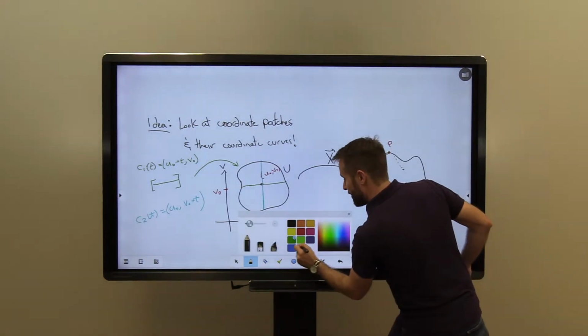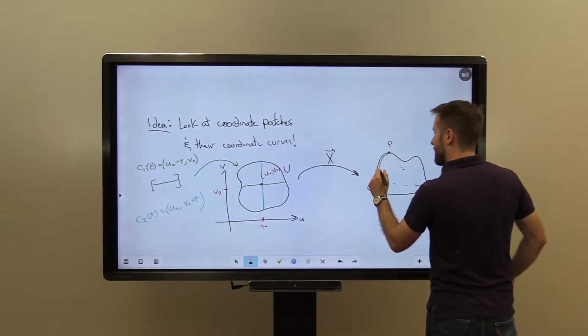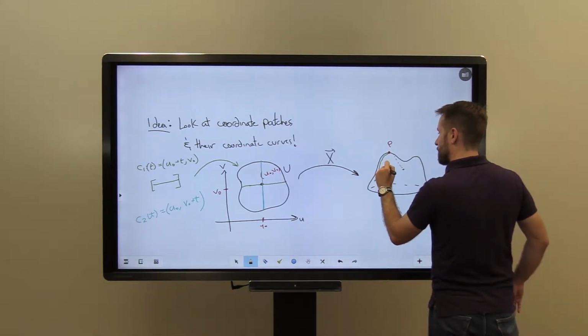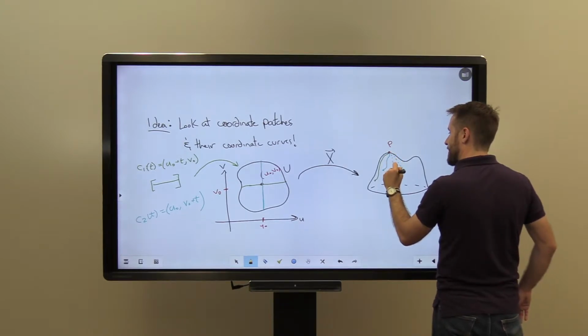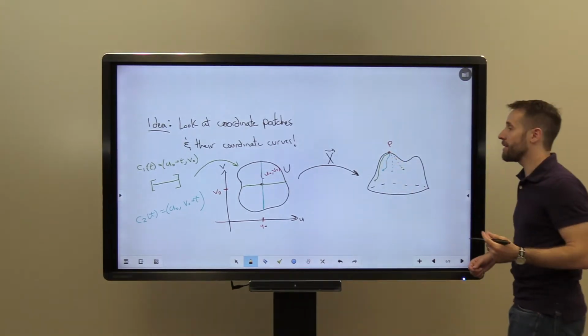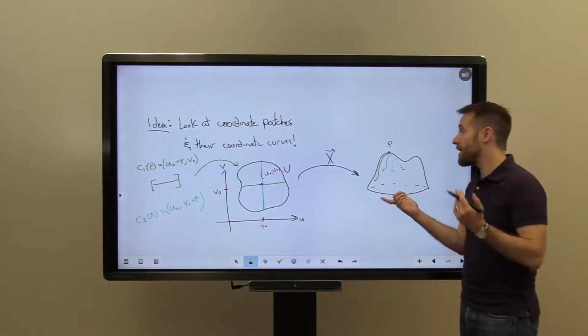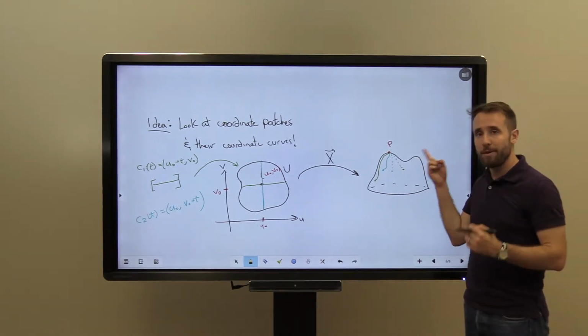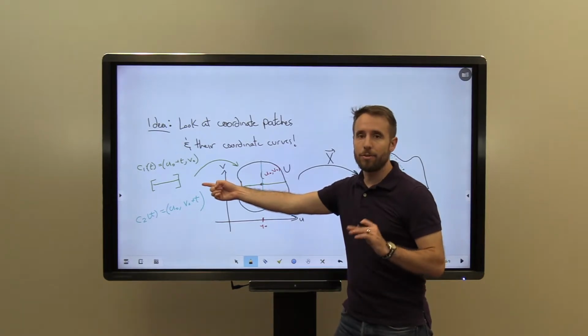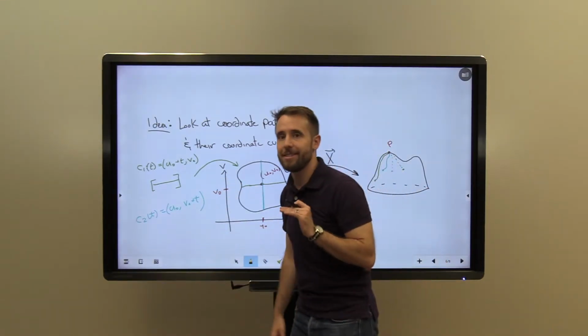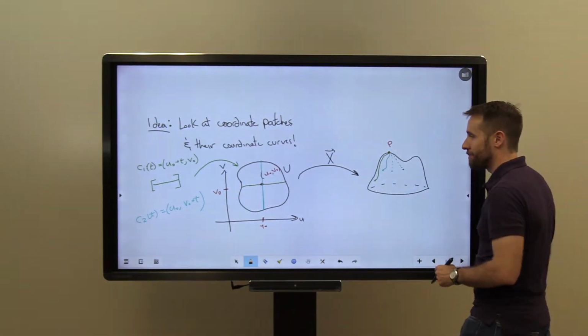And similarly, gamma of C2, well, that might look something like this. And that goes around the back of the surface there. But they're both going to be on the surface, and they're both going to pass through the point P when C is equal to 0, when C1 and C2 are each equal to 0.